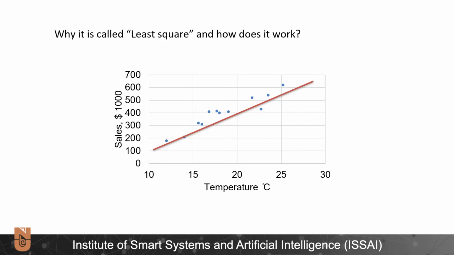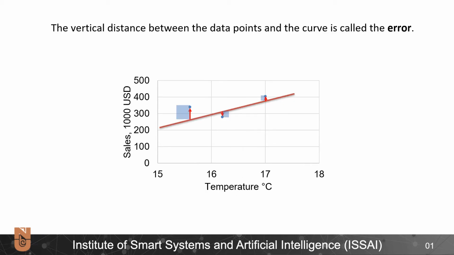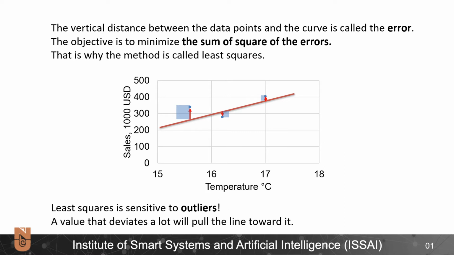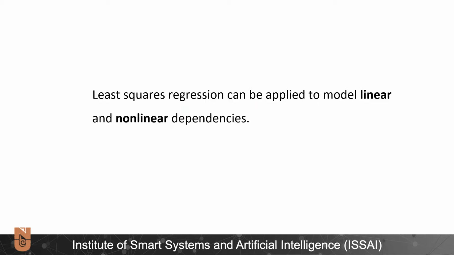Why it's called least square and how does it work? To answer this question, let's focus on the highlighted section. The vertical distance between the data points and the curve is called the error. The objective is to minimize the sum of square of the errors. That's why the method is called least squares. This method is very sensitive to outliers. A value that deviates a lot will pull the line toward it. Least Squares Regression can be applied to both linear and nonlinear dependencies.